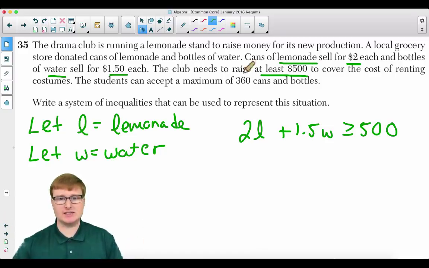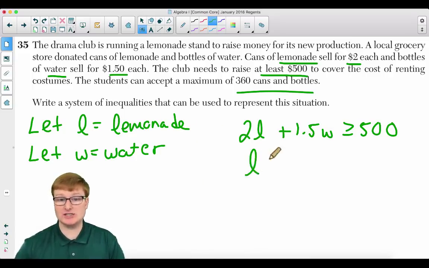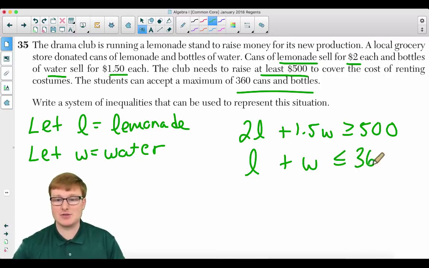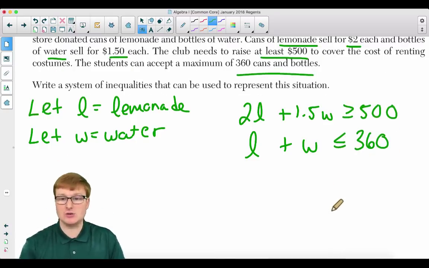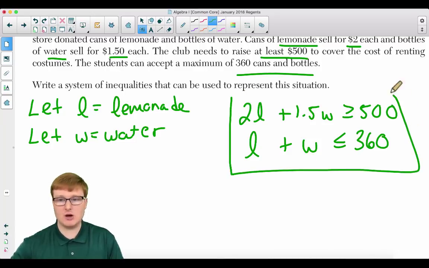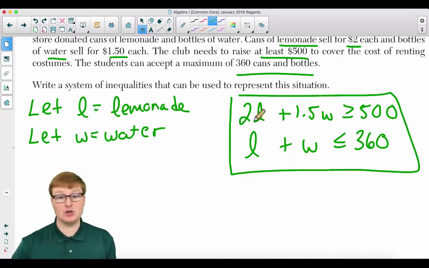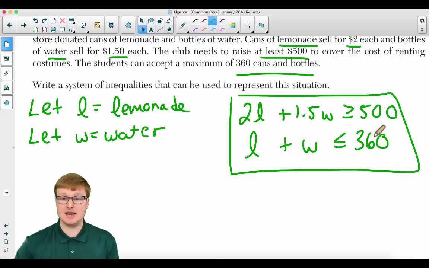Now it says the students can accept a maximum of 360 cans and bottles. We don't know how many is each, so we're just going to say the amount of cans of lemonade added to the amount of bottles of water cannot exceed 360. So this is your system of inequalities for this situation. The first inequality represents the dollars they need to earn, which has to be greater than or equal to 500, and they cannot exceed 360 cans and bottles. So those are your two inequalities.